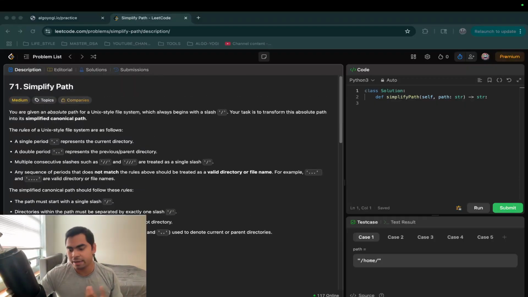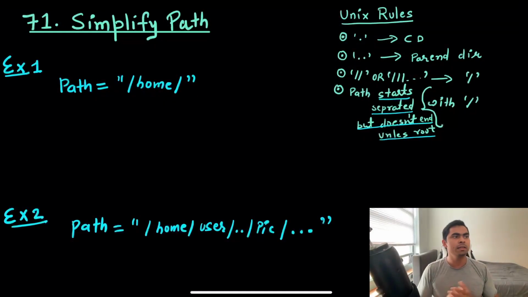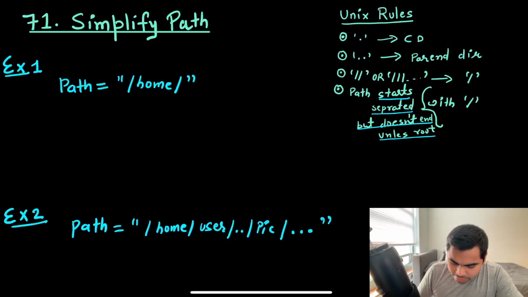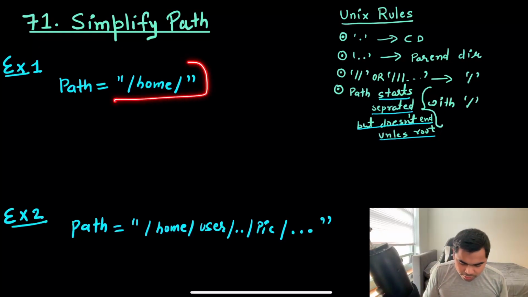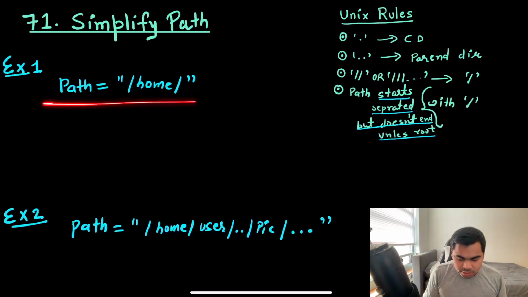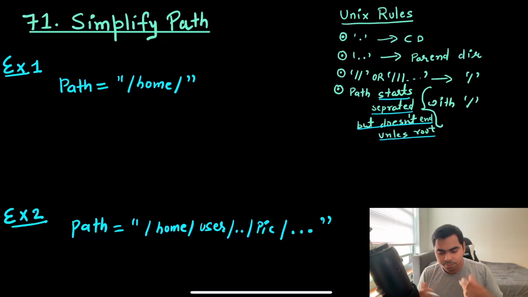Let's simplify our given path to its canonical form. I have written down the path and the Unix rules right here again. So dot means current directory, two dots mean parent directory, and double slash or triple slash basically represents a single slash, which is a separator between two path names. Just like over here, you see home is the parent directory. It can start with this slash, but it cannot end with it. That's what we are going to change. Right now it's in Unix style path format, and we'll be simplifying it to its canonical form, which is the simplified path.